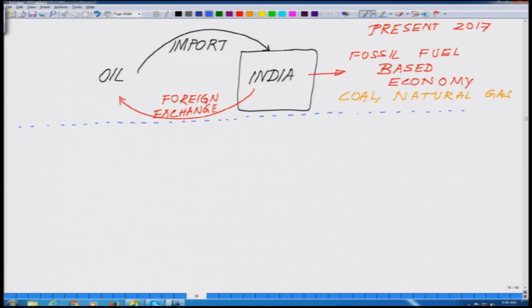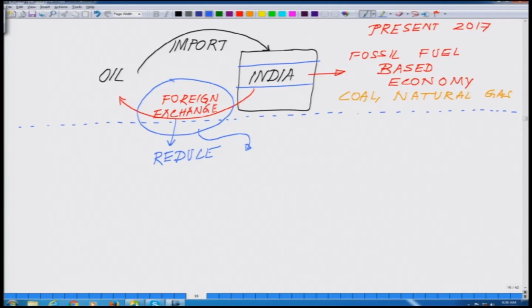So, evaluate the situation now, where we want to go. If this is where we are standing today, where do we want to be? The first thing we want to do is reduce this foreign exchange spending, that is our goal, because if we reduce this, then we should be able to invest or funnel this money into doing more and more research in the area of renewable energy. Now, let us see what India can offer, and what India has, as a matter of fact, which could be very helpful.